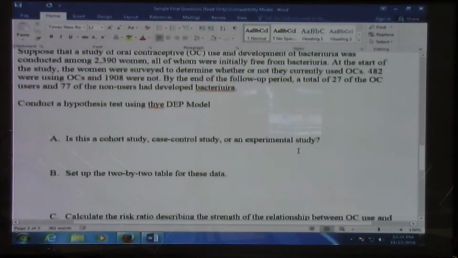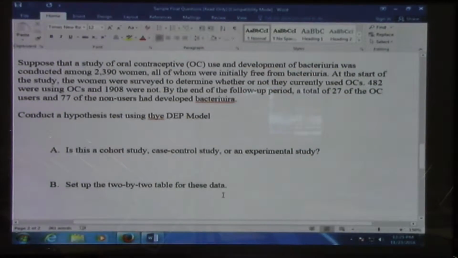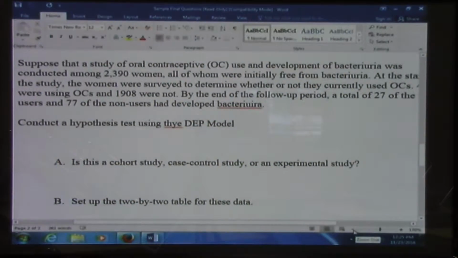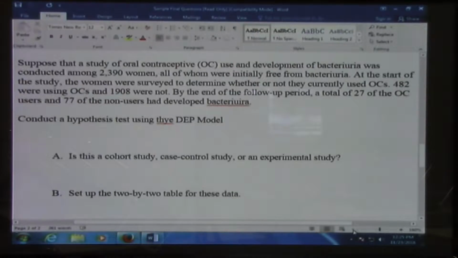Today I'd like to just record a second example. And here's the information on this particular example. Here we have a study of oral contraception. We're going to abbreviate that OC. Oral contraceptive, it was looking at oral contraceptive use and development of an infection called bacteriuria.